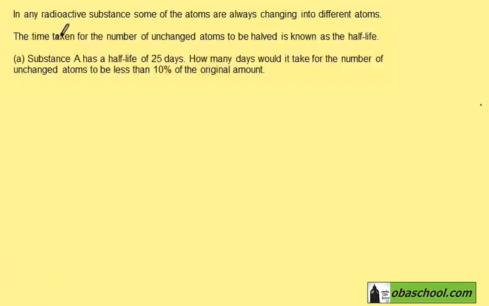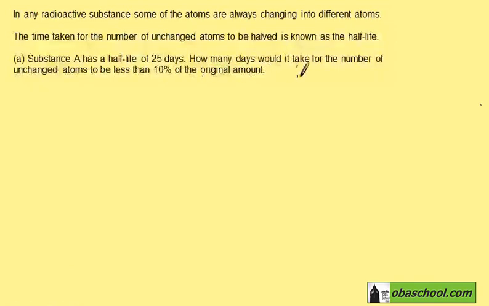In any radioactive substance, some of the atoms are always changing into different atoms. The time taken for the number of unchanged atoms to be halved is known as the half-life. In part A, we have substance A, which has a half-life of 25 days.